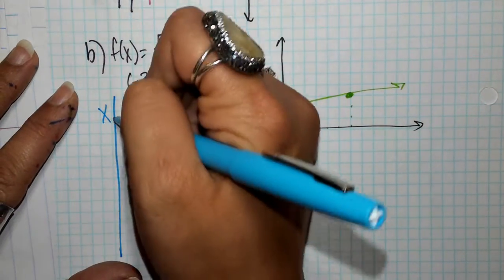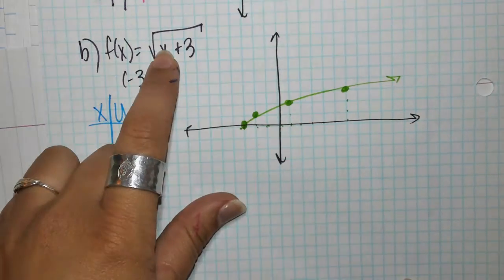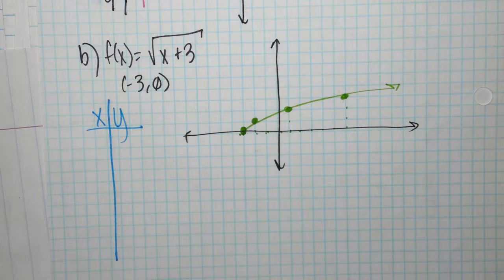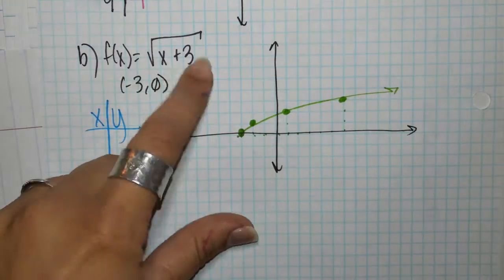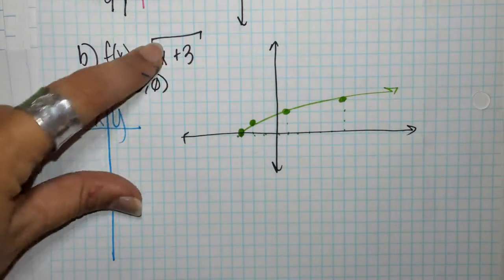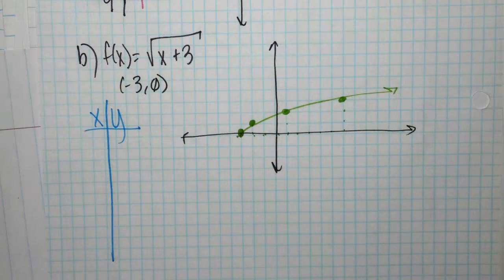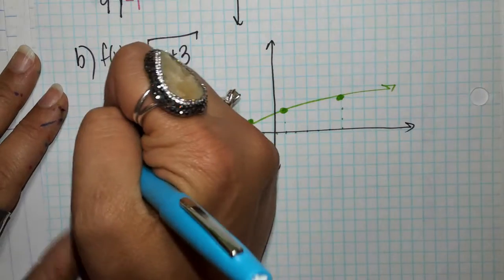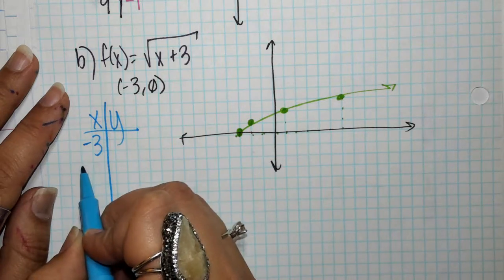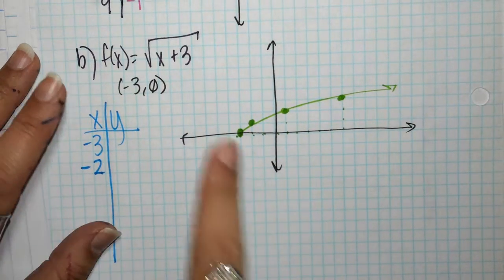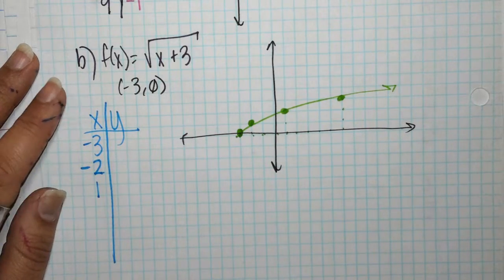All right, so for your x values this time, we can't just plug in any number, right? Because under the radical, we want to be able to get perfect squares. We want to get 0, 1, 4, 9. So when you have something under here, you have to figure out what numbers you can add to it to get 0, 1, 4, 9. So what number can I add to 3 to get 0? What number can I add to 3 to get 1? Negative 2. What number can I add to 3 to get 4? And what number can I add to 3 to get 9?